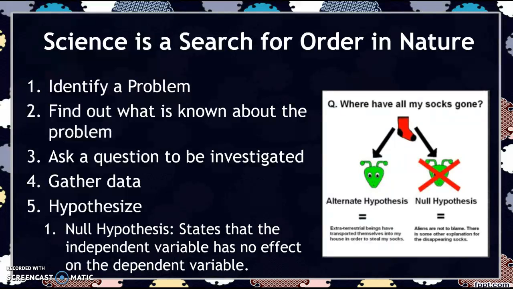Our third step is to ask a question to be investigated and narrow down what you're actually testing. Number 4 is to gather some preliminary data. Once you have that data, you make a hypothesis about what you expect to happen. There's also something called a null hypothesis, which states that the independent variable has no effect on the dependent variable.